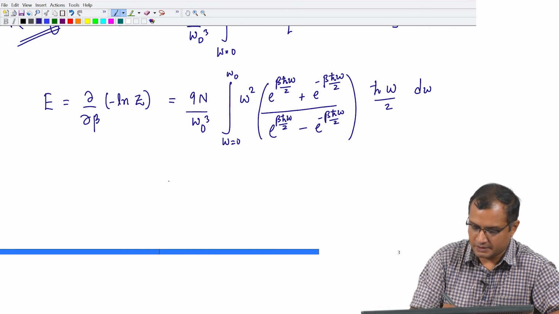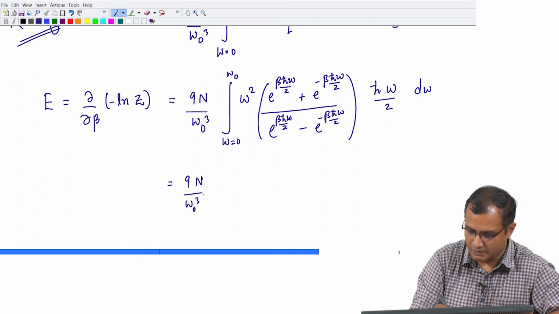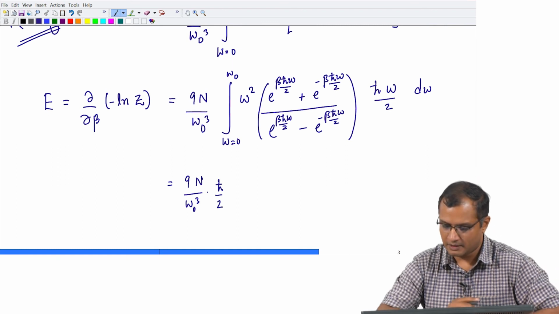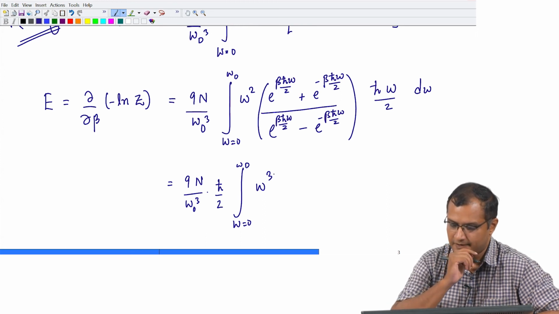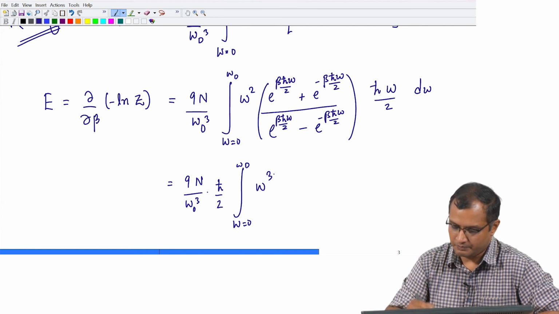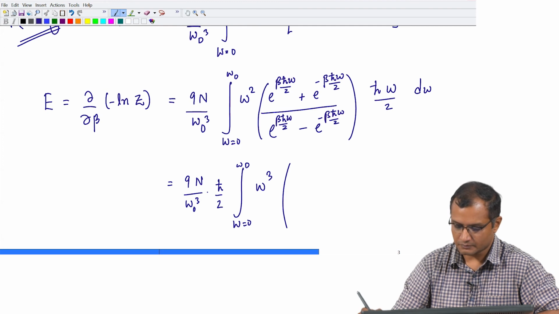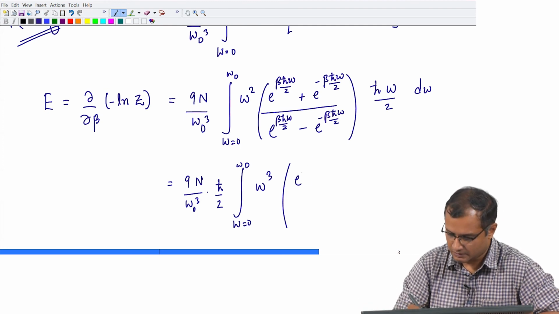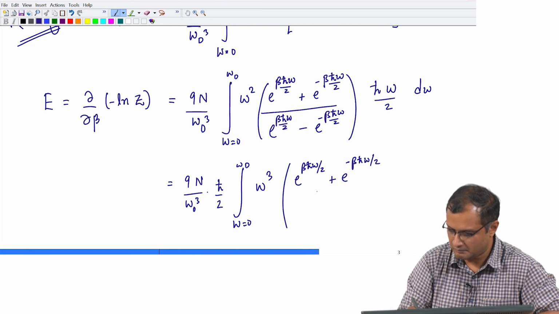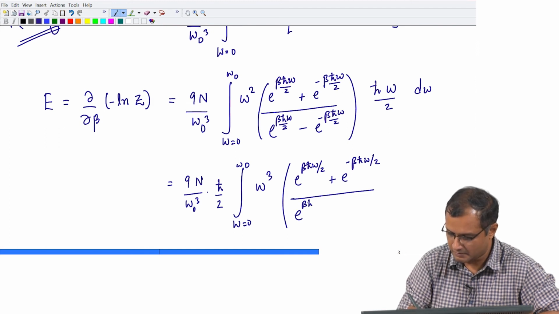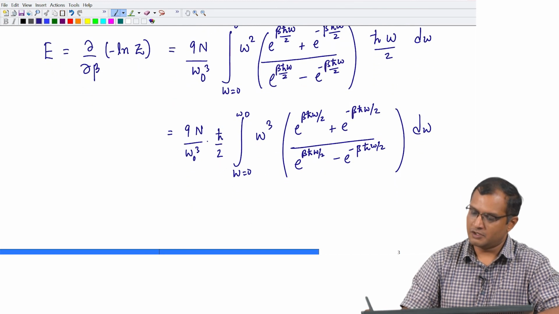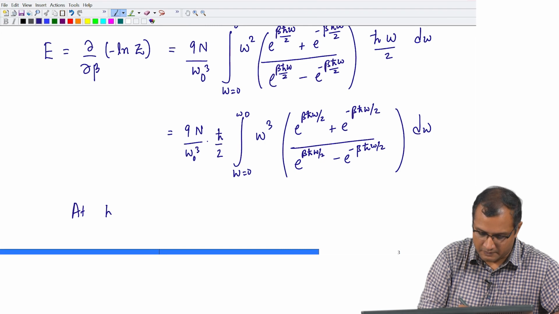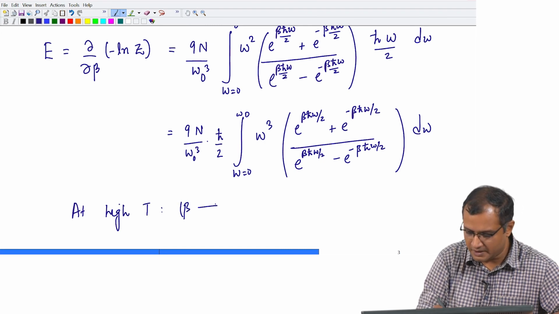And let us write it as 9n over omega 0 the whole cube into, I am pulling the h cut by 2 outside, and the integral inside can be written as omega cube, and then take its high temperature limit. Okay. So, then take a high temperature limit, which is the limit beta tending to 0.